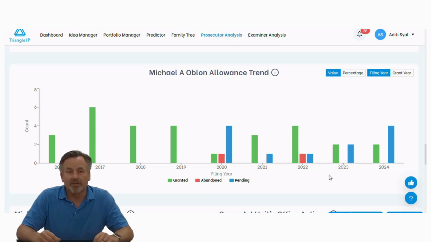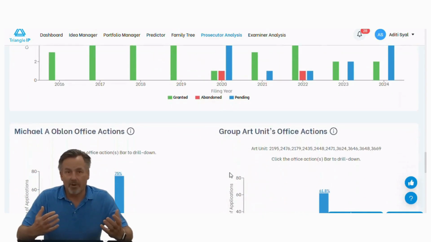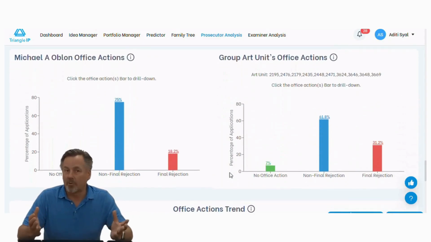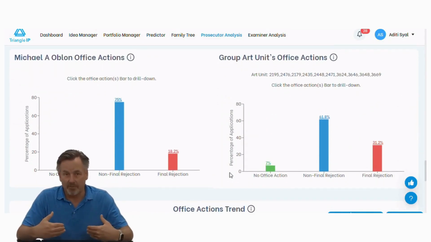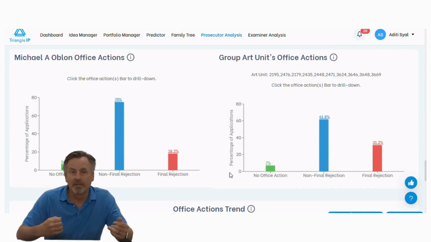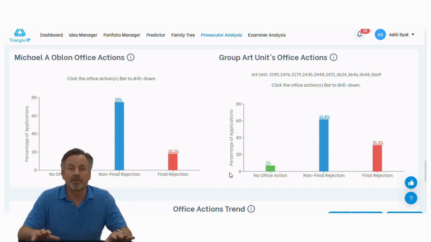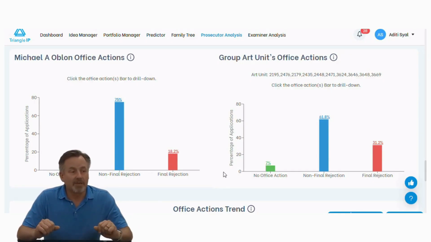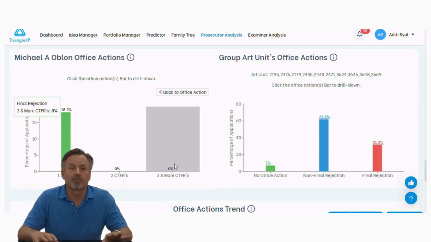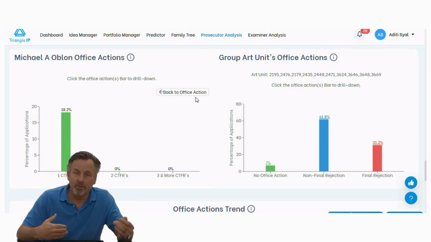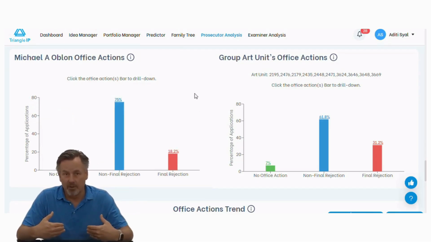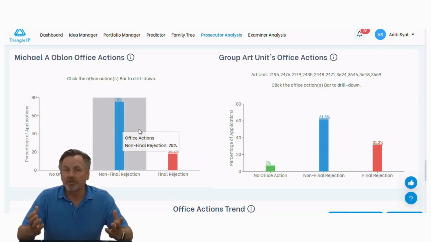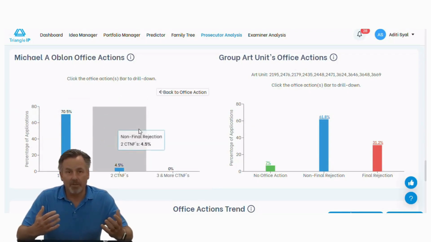Next, you'll see office actions compared against the group art unit. Side-by-side bars showing the percentage of cases that had no office action, a non-final rejection, or a final rejection for the prosecutor versus their GAU. And you can click into any bar to drill deeper. Click the NFR bar, and you'll see how many cases got 1 non-final rejection, 2, 3, or more. 1 round of prosecution is a very different situation from 3, both in terms of time and cost.